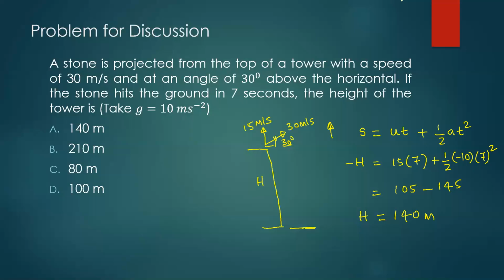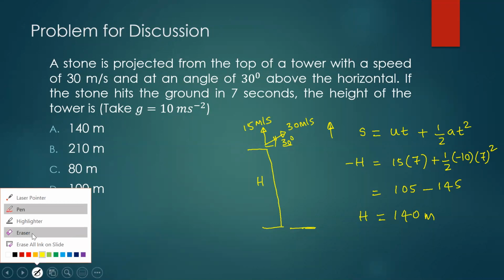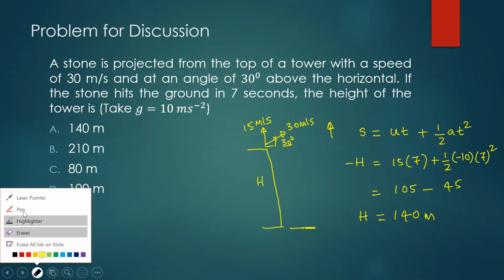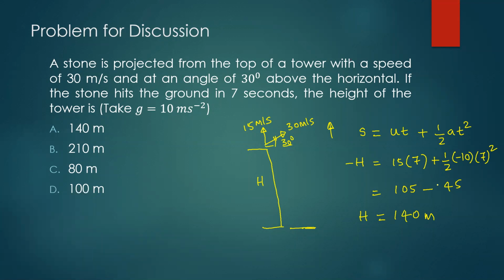Oh, I think I made a small mistake here. This 490 by 2 is 245. I think I wrote the answer from my memory. So that will be 140. Yeah, that's right.